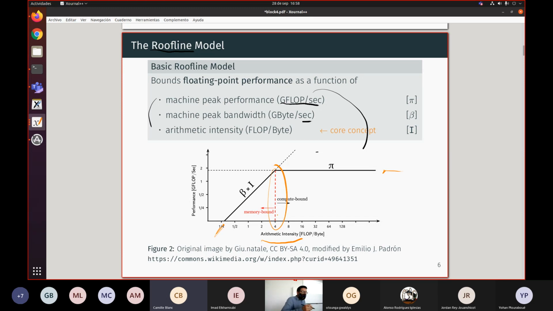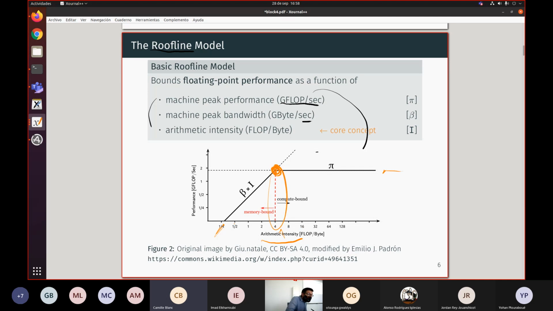So, looking at this graph, if we have an arithmetic intensity of 4, this basically means that each byte we are taking from memory to the CPU is used in 4 different floating point operations. And that's actually a very good arithmetic intensity. And with that arithmetic intensity, we have a limit in the performance we can reach that is delimited by these two lines here.